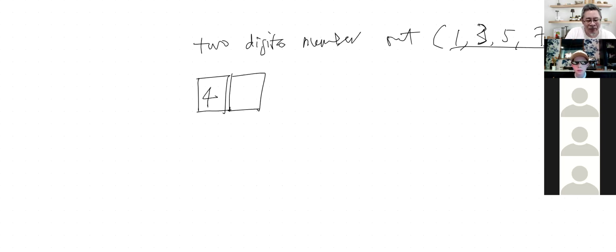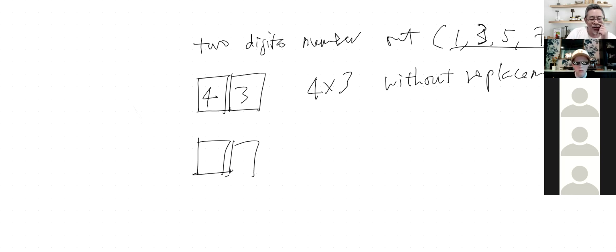Therefore, we get 4 times 3. Now, this is called without replacement. Once we use it, we cannot reuse it again. Now, if we do with replacement, we pick something out and we put it back. So that means the first time we have 4 choices. On the second digit, we'll still have 4. Now we get 4 times 4, which is 16. So this is with replacement.